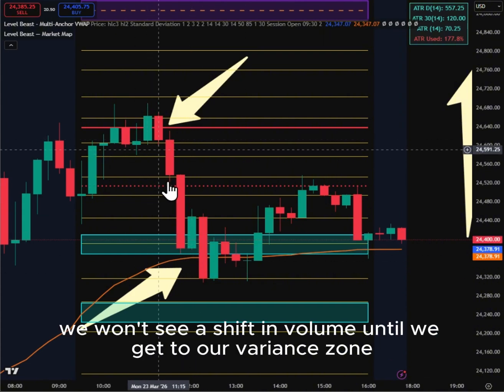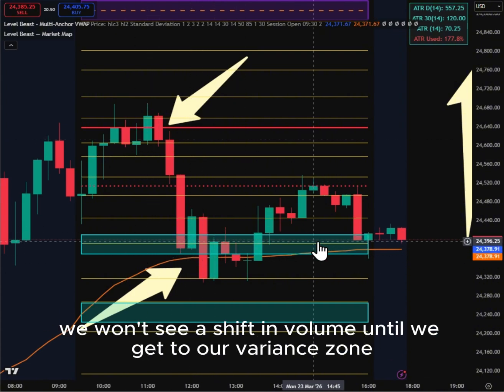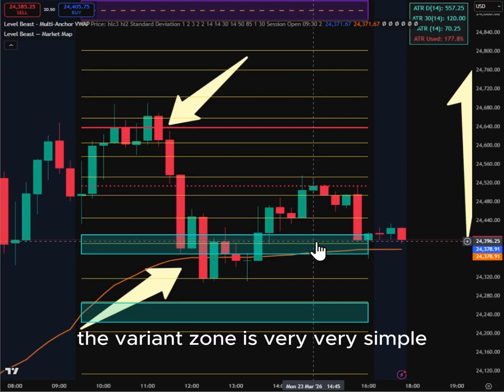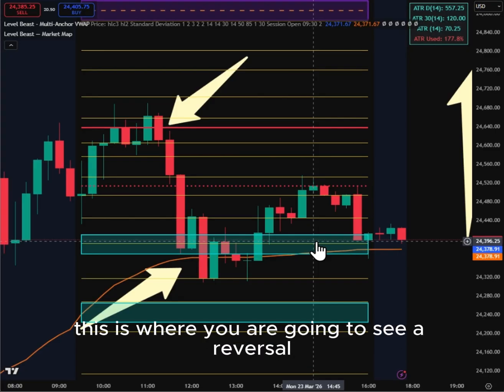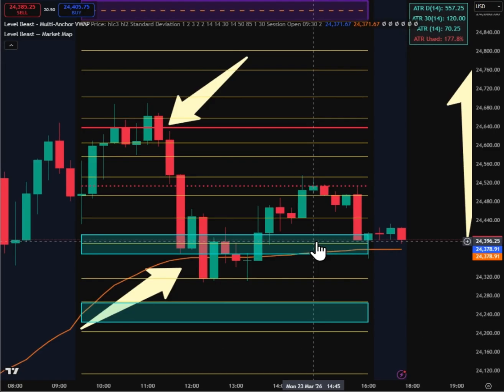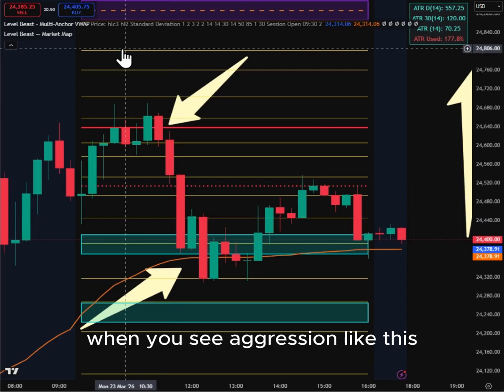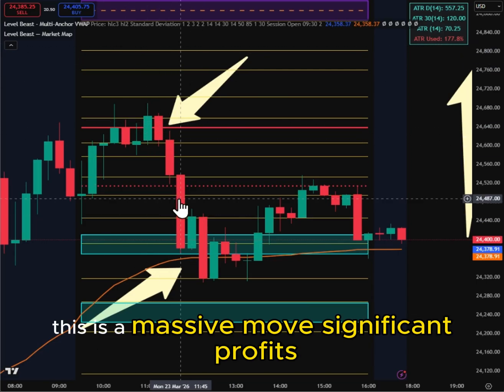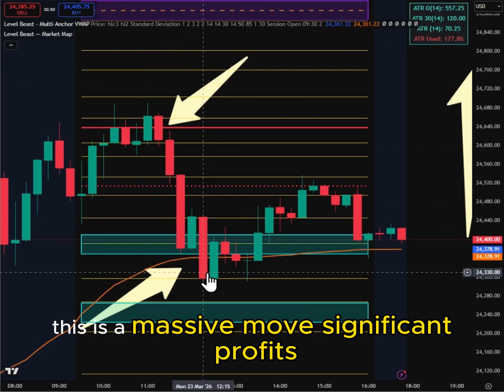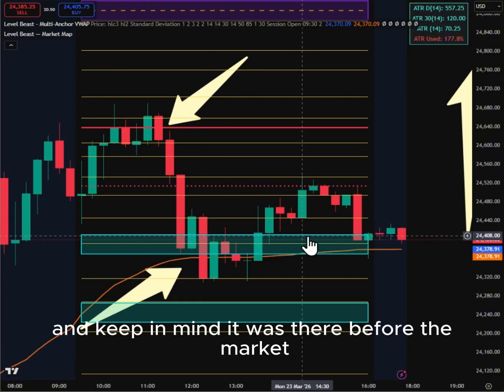We won't see a shift in volume until we get to our variance zone. The variance zone is very, very simple. This is where you are going to see a reversal, trap, or stall. This, in a word, is the primary target for the move when you see aggression like this. We're on the 15-minute chart. This is a massive move, significant profits, and keep in mind it was there before the market.